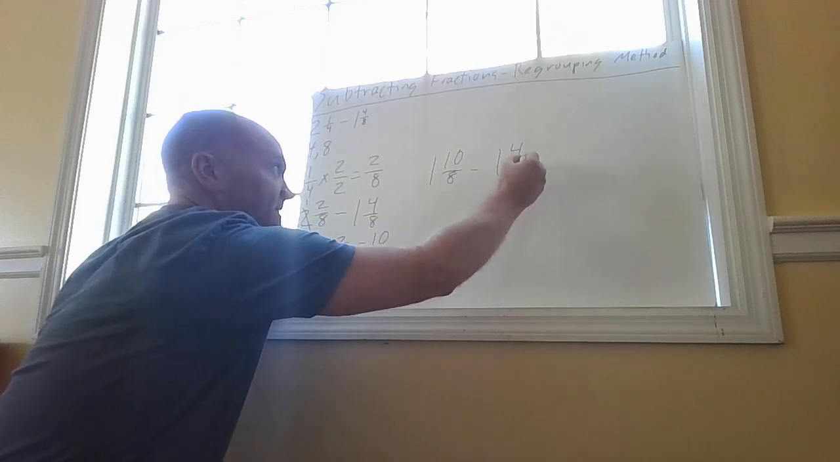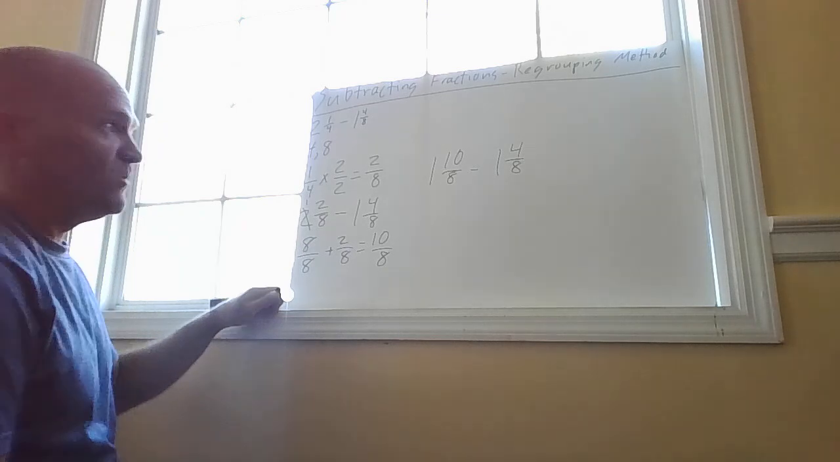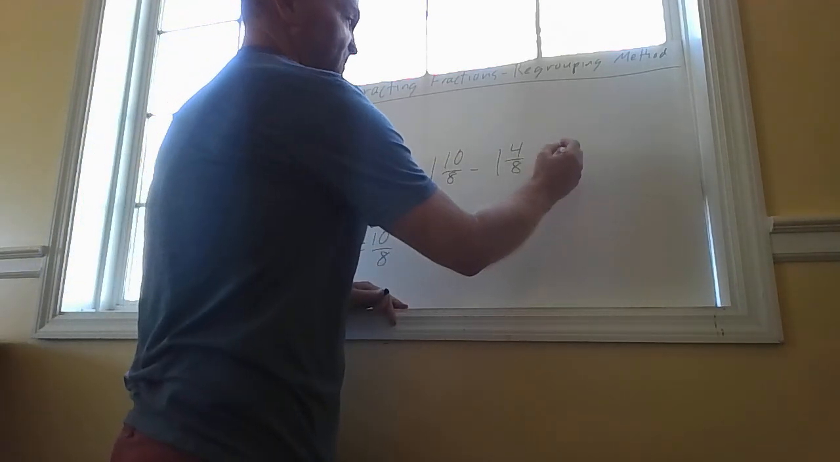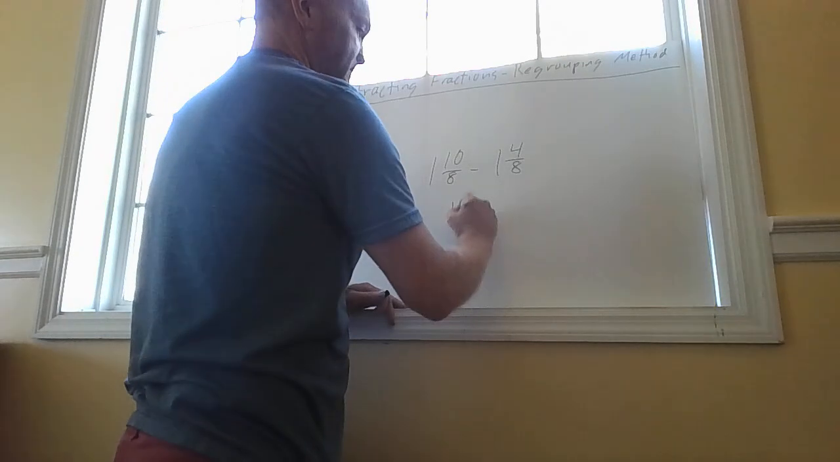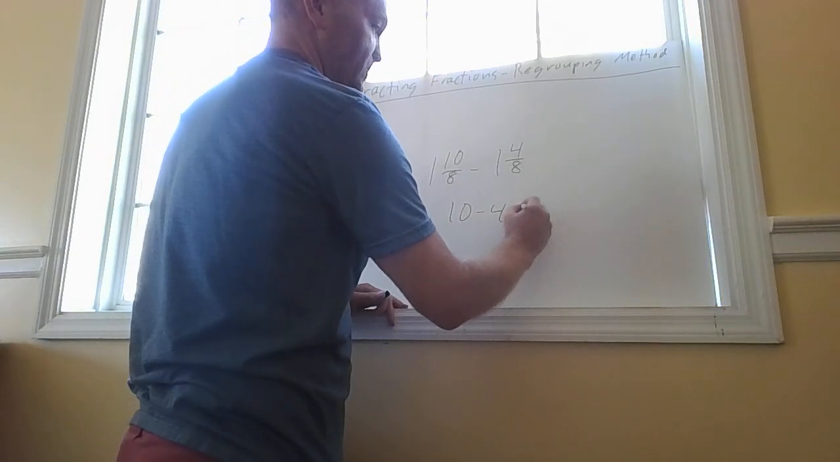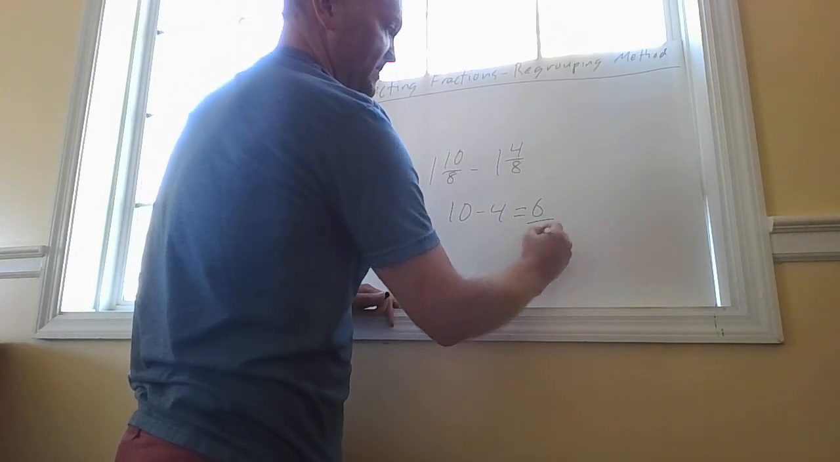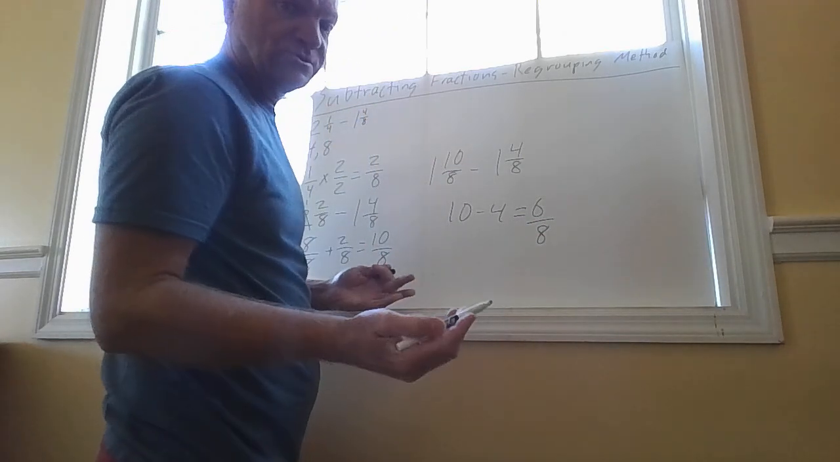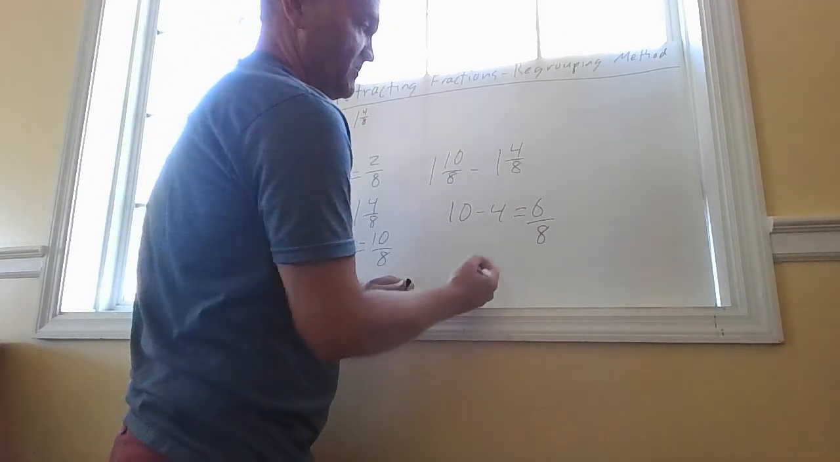So now, since this is 1, my problem looks like this. I have 1 10/8 minus 1 4/8. Now I can subtract my numerators. And so 10 minus 4 equals 6. I know that that is over 8. And I know that 1 minus 1 equals 0, so I don't need to do anything with that.